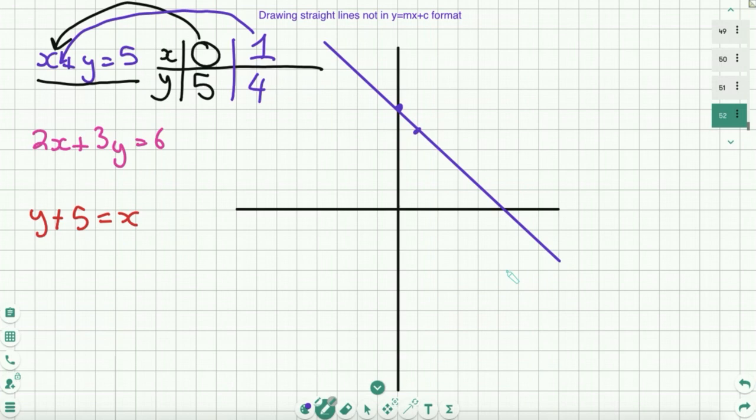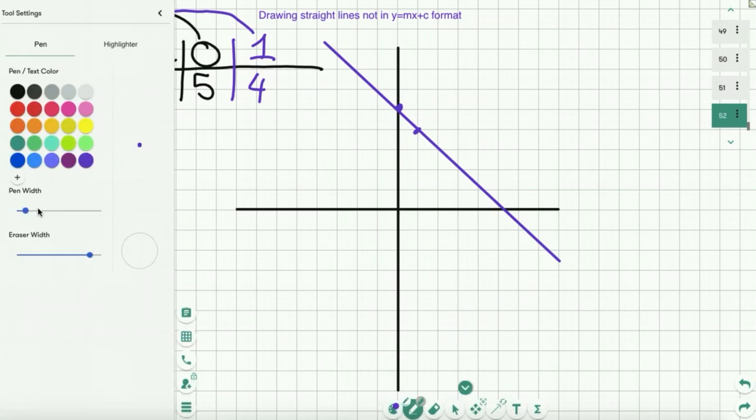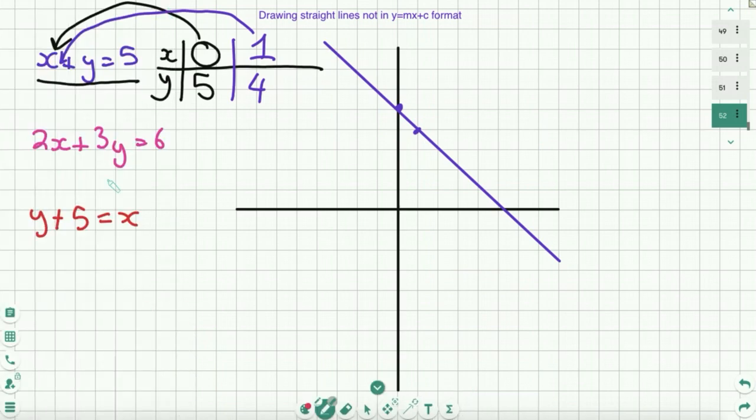Something like that. Next one is this line in y equals mx plus c format. Well, no. We want y to be by itself. Now it's being multiplied by 3, then added by 2x. How do we do this? Well, don't panic. Just draw our table again. So let's draw a table down here.